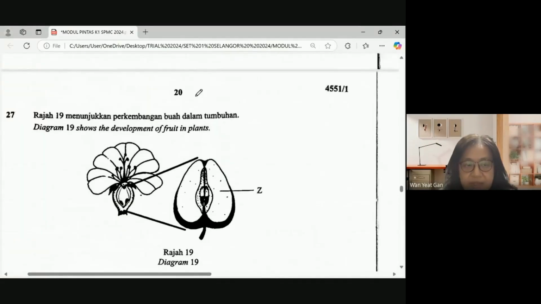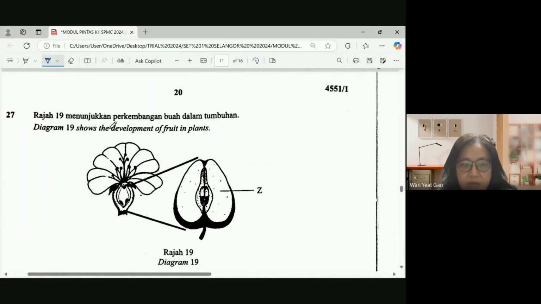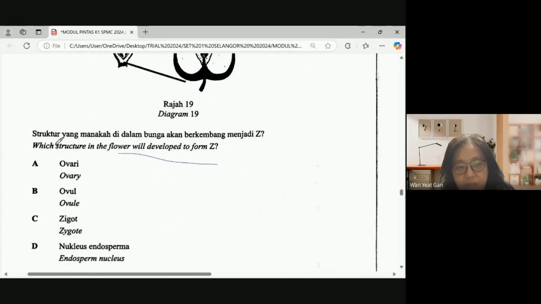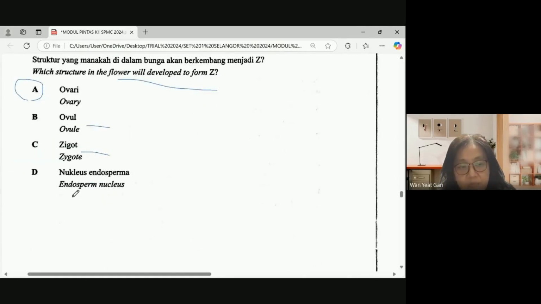Question 27. Diagram 19 shows the development of fruit in plant. Which structure in the flower will develop to form Z? Now Z is the fruit, so fruit comes from the ovary. The ovule will form seed, the zygote will form embryo, and the embryo obtains food from the endosperm nucleus.